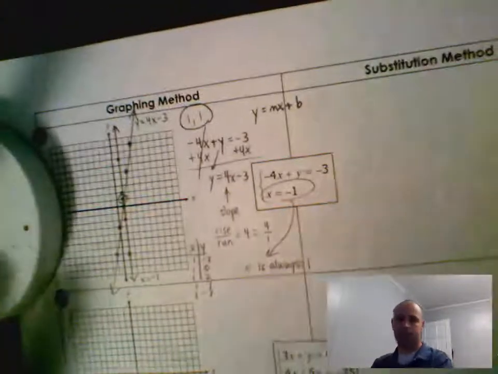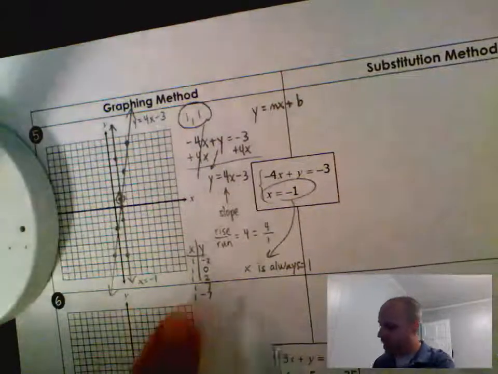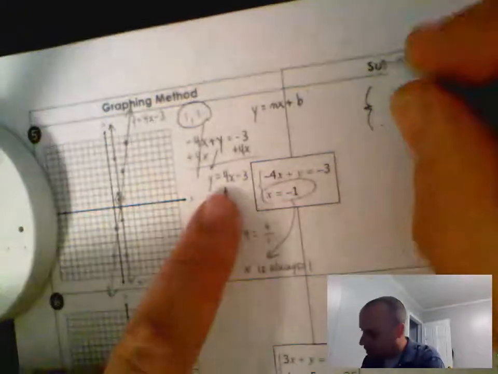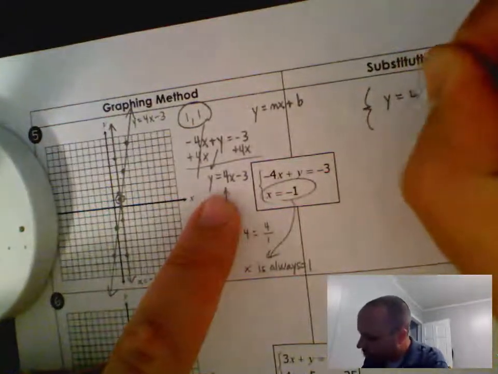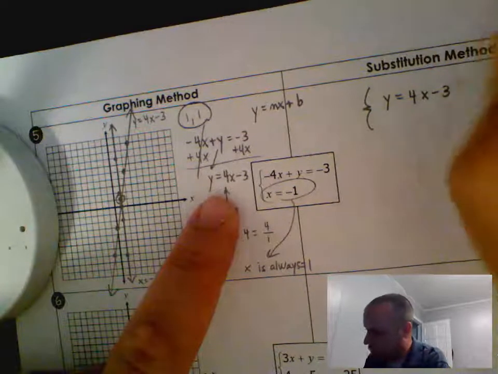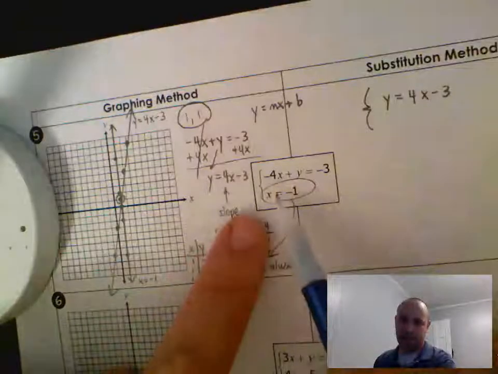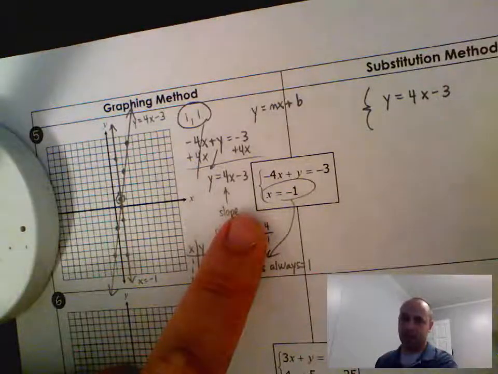Now let's go ahead over here to the substitution method. Okay, the substitution method, we have our two equations. Our first one, which we already did the hard work here, and we already made it into y equals mx plus b form. So we'll write that down, which is right here. We did that, okay? And then our second one, x equals negative 1.